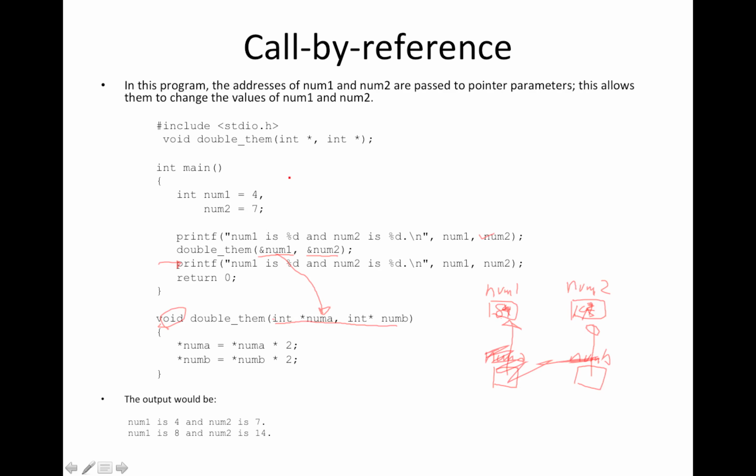So num-a and num-b disappear, but notice that we've changed num1 and num2, and so now when we print, the value of num1 is 8, and the value of num2 is 14. So this is what is called the call by reference method. By passing the addresses of the variables in main to pointer parameters, that allows the function to change the values of the arguments num1 and num2 back in main. Notice that in the function prototype, the types of the parameters are pointers to integer locations.